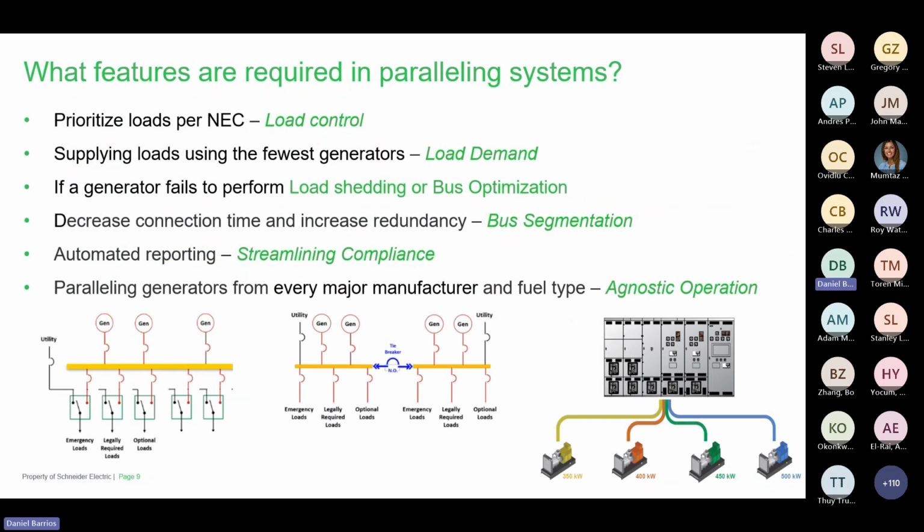We're going to look at priority load controls per the NEC. We looked at load demand, supplying the loads using the fewest generators. Again, Mumtaz is going to pursue that at another time. Load shedding and bus optimization we can touch on is the fact that we want to keep as much load online at all times. And there are several ways to look at that. We would like to deep dive into that a little bit further on the next session. Increasing the redundancy by possibly having bus segregation, as you see down below.